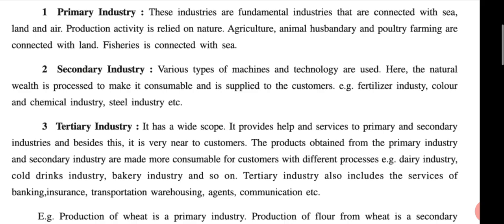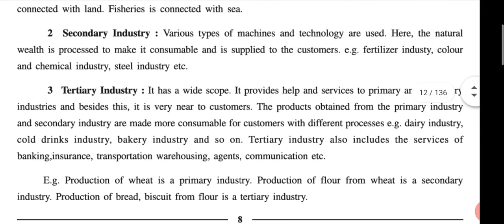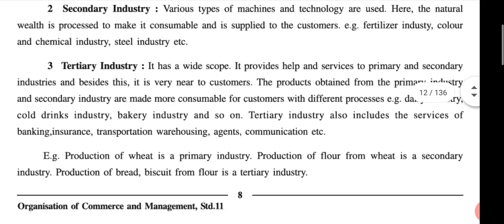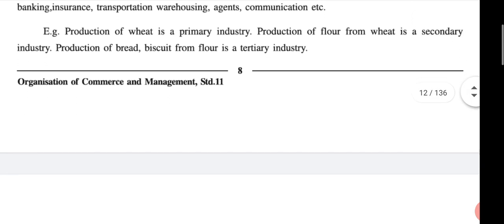For example, like the bakery industry: production of wheat is primary, right? And production of flour from the wheat is secondary. And production of bread from the flour is called tertiary. So it is a combination of three classifications of industries: primary, secondary, and tertiary. Tertiary industry also includes the services of banking, insurance, transportation, warehousing, agents, and communication, etc.